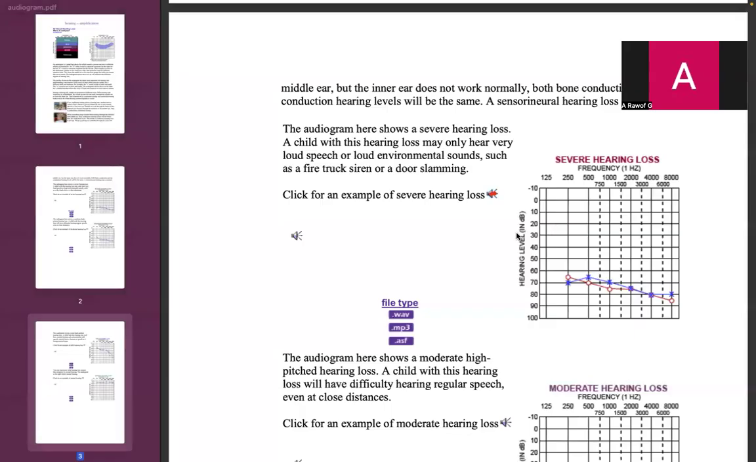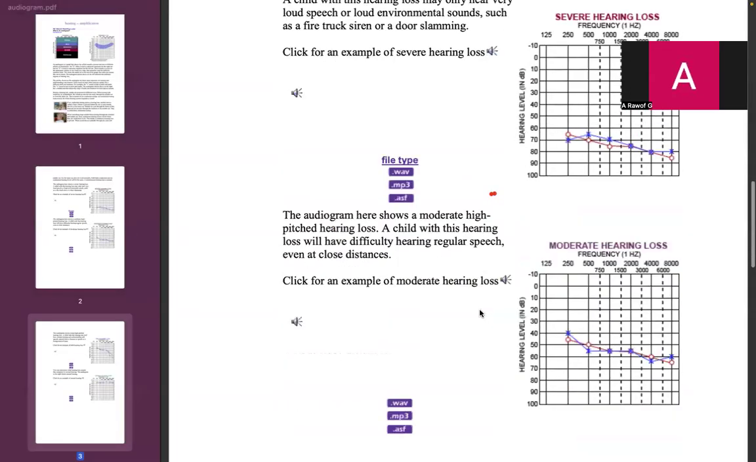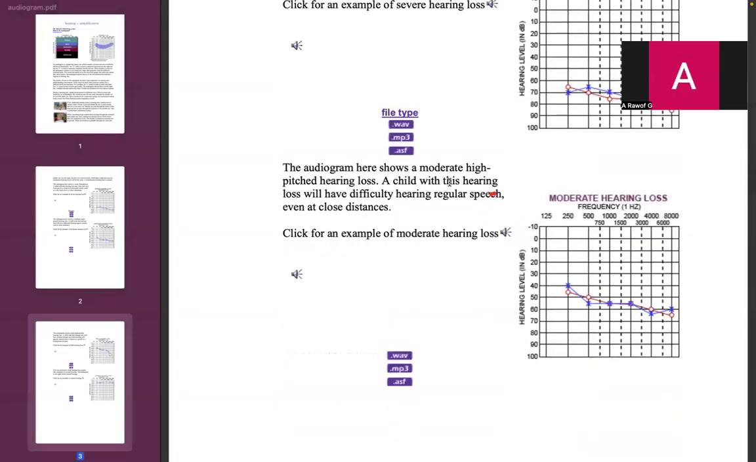So severe hearing loss, here it is between 65 to 85. It is severe hearing loss. Both almost you are seeing in the same range. Now the audiogram shows moderate high-pitched hearing loss. A child with this hearing loss will have difficulty in hearing regular speech even at close distance.